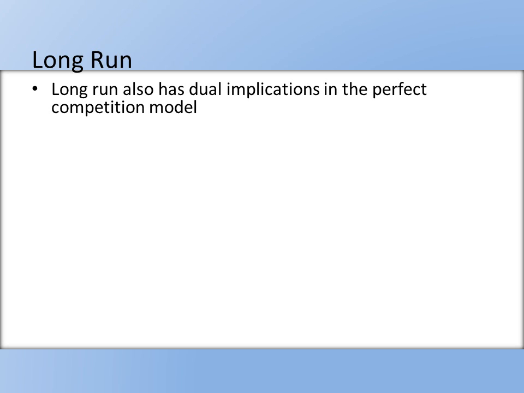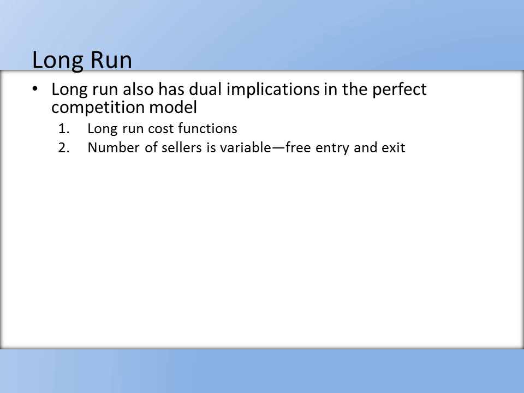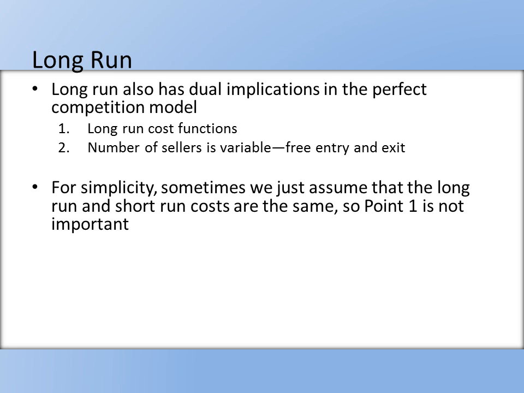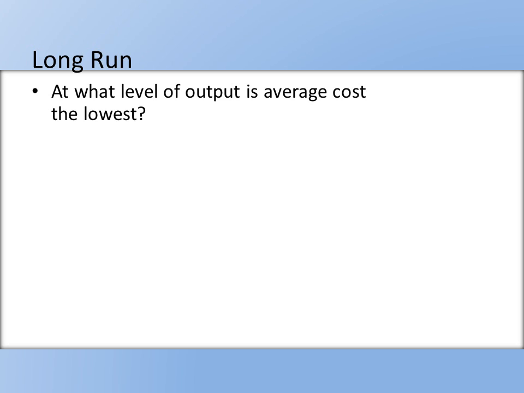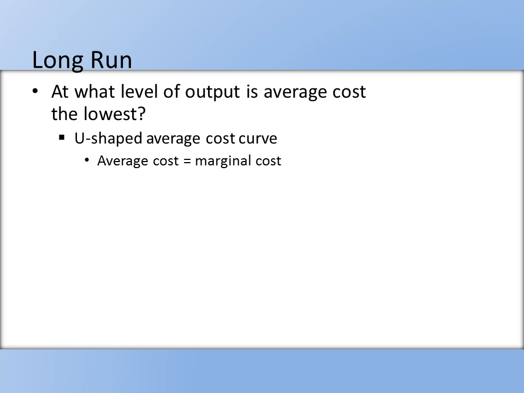Long run also has two implications in the perfect competition model. First, there are long-run cost functions, and second, the number of sellers is variable, so there is free entry and exit. For simplicity, sometimes we just assume that the long-run and short-run costs are the same, so point 1 is not important. Point 2 is the important one though. As potential sellers can enter, competition from new sellers drives price down to the lowest average cost, as previously demonstrated. In the long run, at what level of output is average cost the lowest?